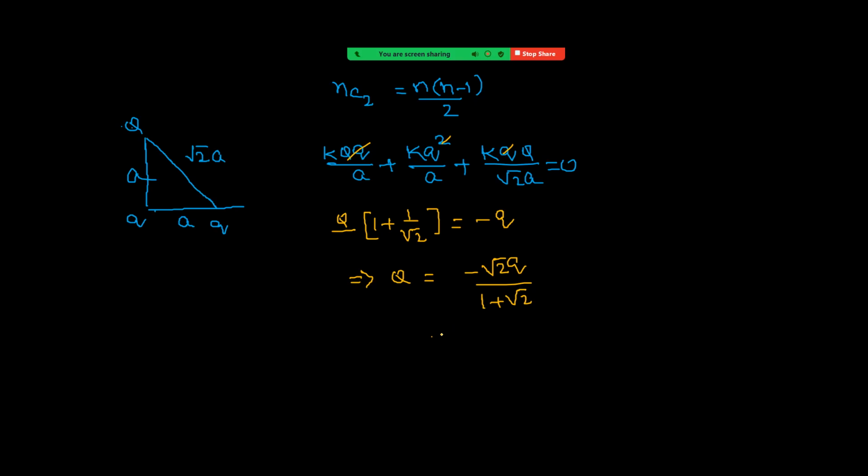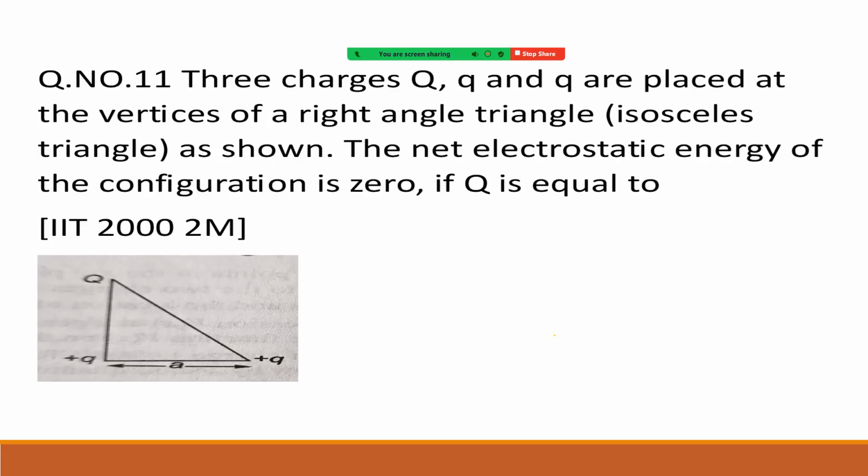Or if you want to rationalize, then multiply up and down with root 2. Then we get minus 2q upon root 2 plus 2. Either take it like this or you can take it like this by rationalizing. That is the final answer. This question was asked in the year 2000 for 2 marks. See next one.